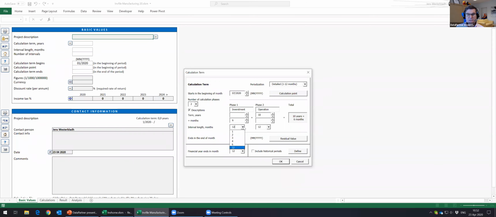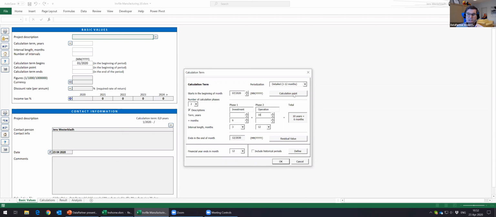I switch this investment phase to quarterly. So 12 is 12 months, so that's annually, yearly. But if I want quarterly, I select 3 months. So then there will be 3 months per column. And so this half year we split into 2 3-month columns. Or actually in practice it will be 3 columns because there will also be the zero period, 0 column. And there will be 10 years on annual basis.